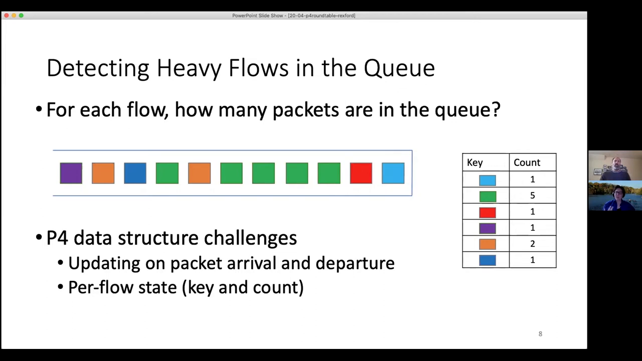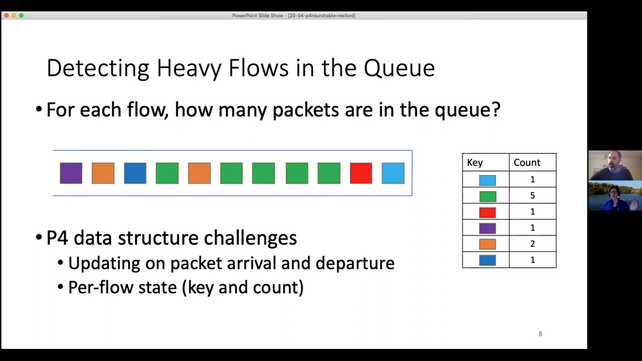Well, we've got a couple of challenges to doing this efficiently in the data plane because the programmable switches, although they're very flexible, to operate at line rate have some limitations on how much memory and processing they can do. So if we wanted to keep a data structure like the table that I show on the right here, you'd need to keep per flow state, and there could be a very large number of flows. And you'd need to update this table twice for every packet.